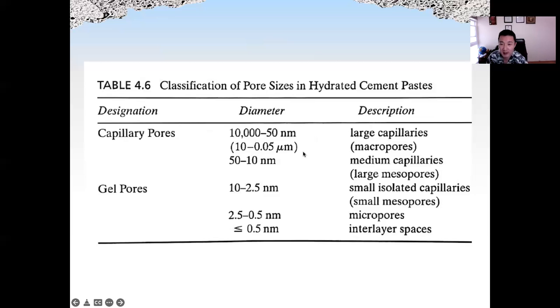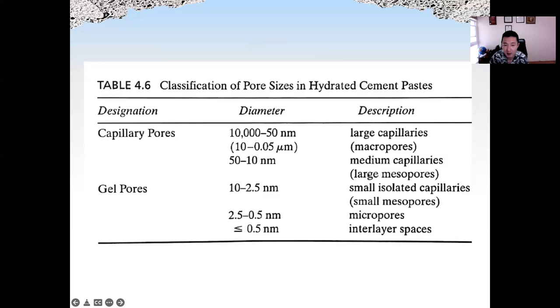So let's look here. If the size is larger than 50 nanometers, we call that large capillaries or macropores. The water in the macropores we call free water. The water leaving and getting in does not affect the shrinkage of concrete too much. The second type of pores is between 10 and 50 nanometers. We call that medium capillary pores or large mesopores.